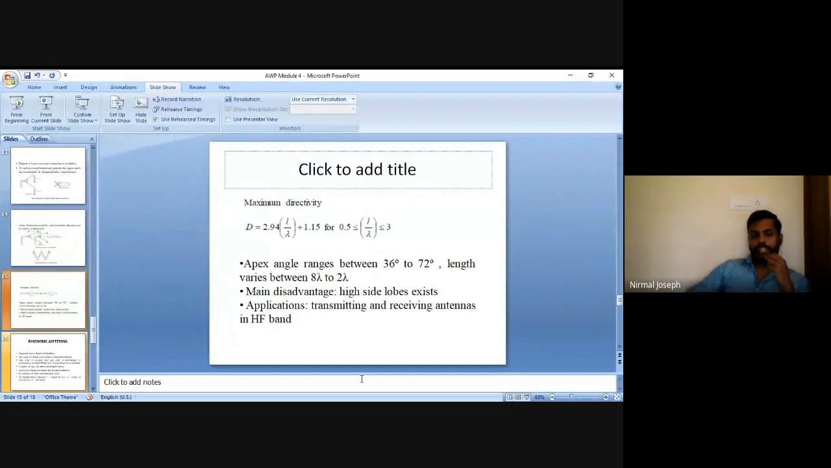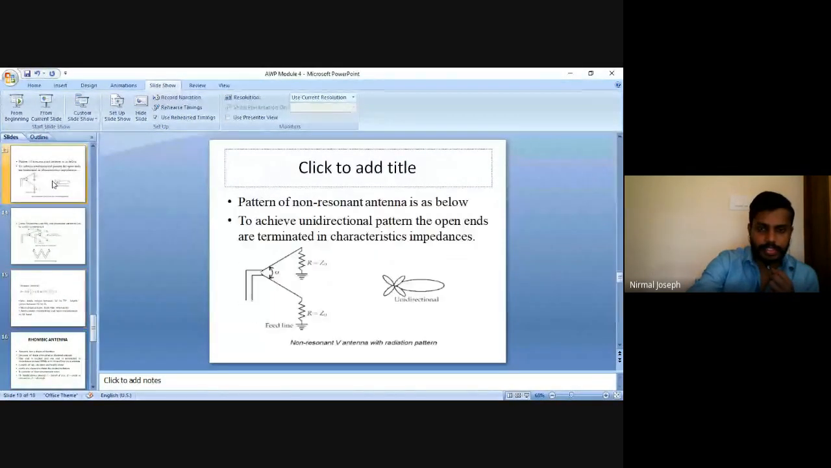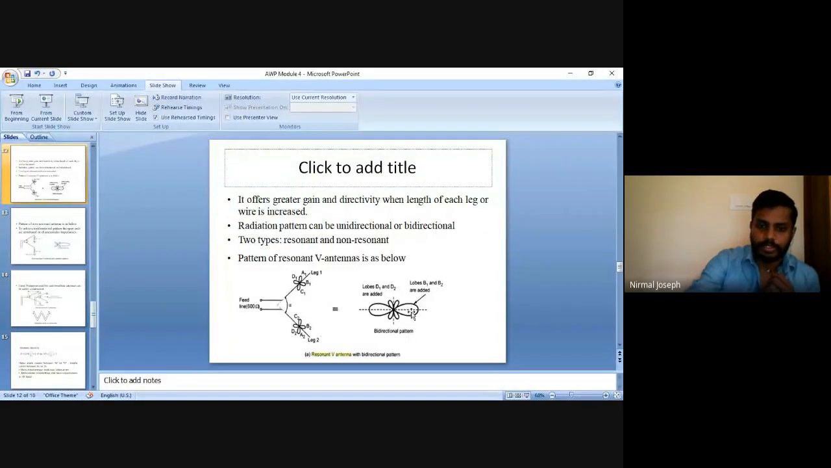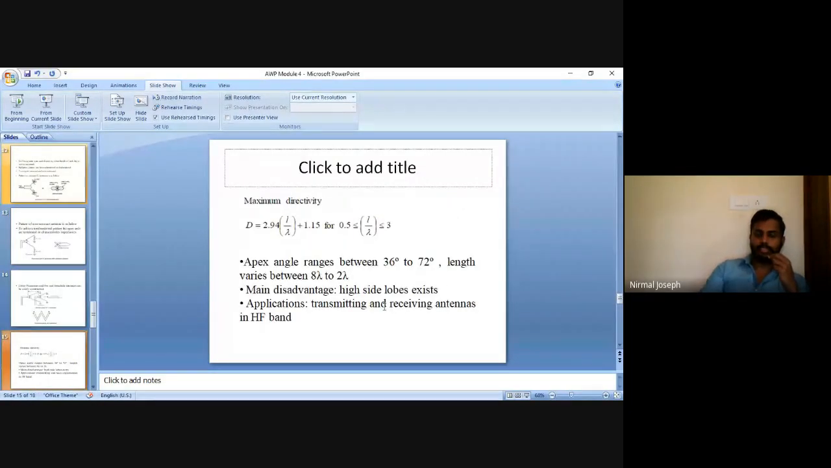And the main disadvantage is that high side lobes exist. That you can see from the radiation pattern itself. You see here, see here also. High side lobes are present. Even though the main lobe is large, the side lobes are also significantly large. So that is another disadvantage, that is, high side lobes exist.